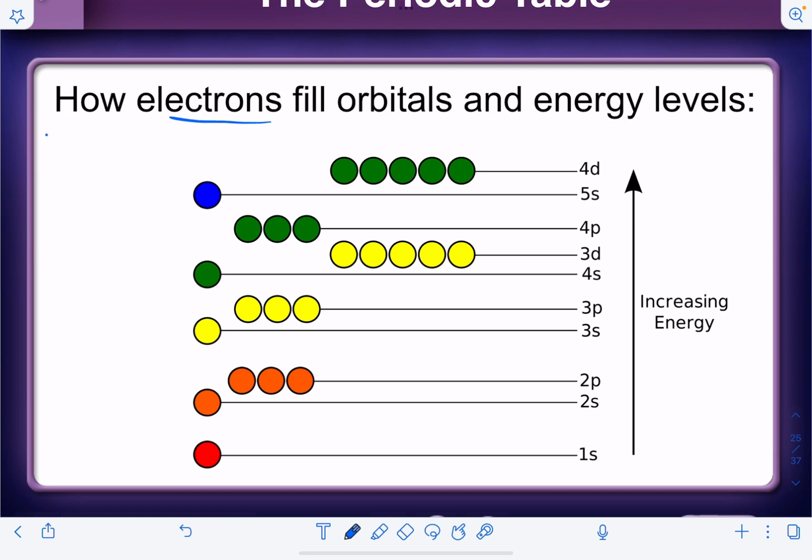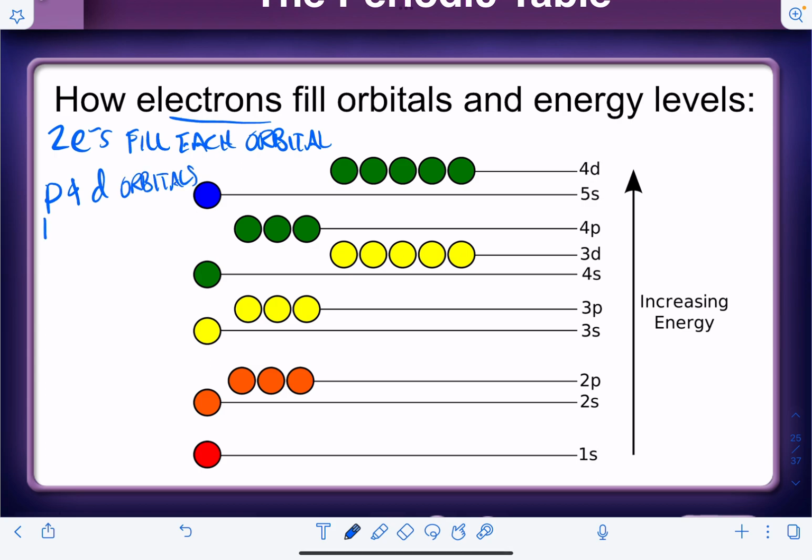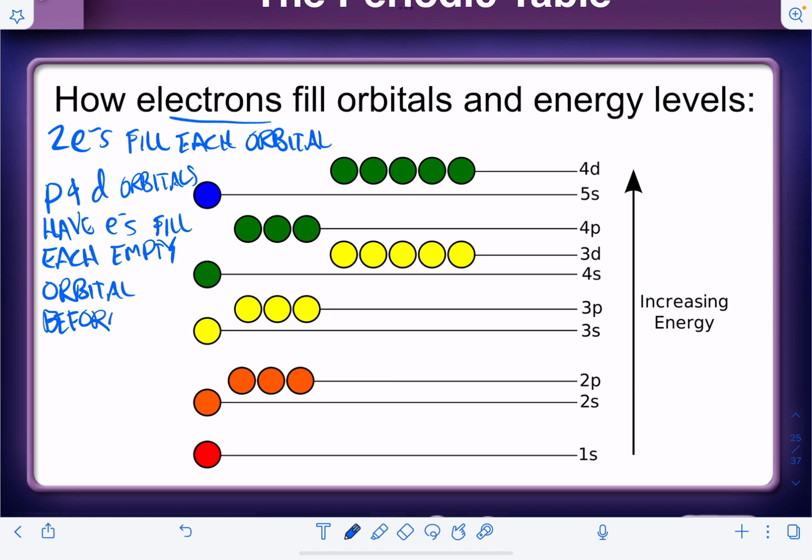And please remember that two electrons fill each orbital. And because electrons are negative, p and d orbitals have electrons fill each empty orbital first before pairing up. And I will practice that in a little bit here.